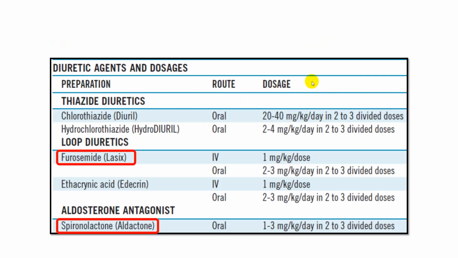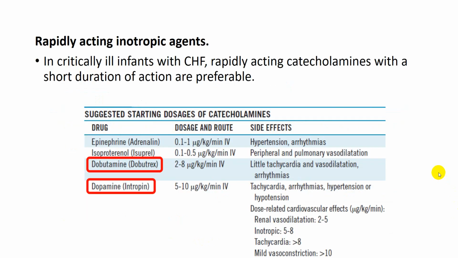There are three groups, as you know, of diuretics used in congestive heart failure, including thiazide diuretics, loop diuretics, and aldosterone antagonists. The most important two: Furosemide, the dose is 1 mg per kg per dose IV, and 2 to 3 mg per kg per day in 2 to 3 doses orally. The other important one is Aldactone, orally 1 to 3 mg per kg per day in 2 to 3 divided doses.